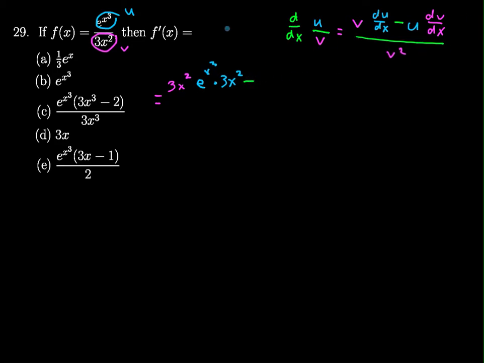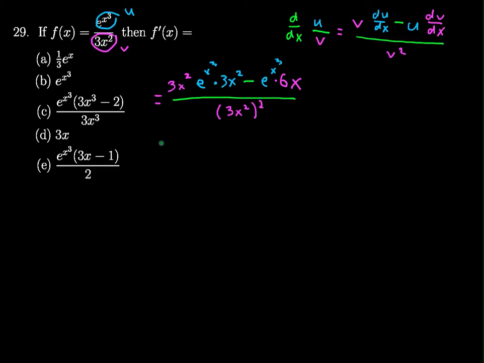Minus u dv, so I have e to the x cubed times the derivative of v down here, which is the derivative of 3x squared. The derivative of 3x squared is 3 times 2x, 6x. All divided by v squared. And v squared, I'll just write it like this for now, we'll reduce it down in a second: 3x squared, all squared. Okay, so that's the first step.